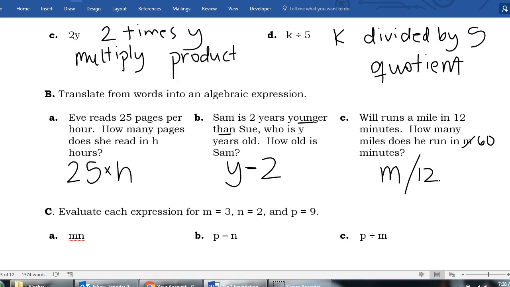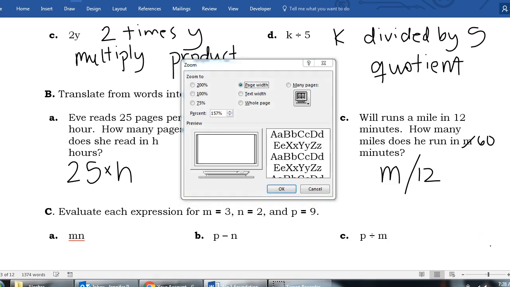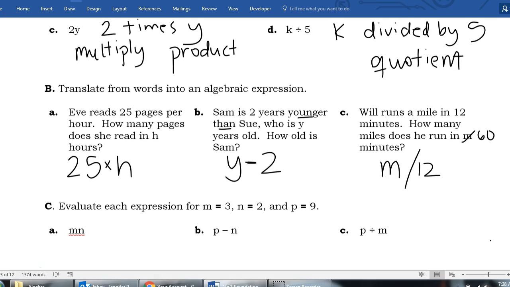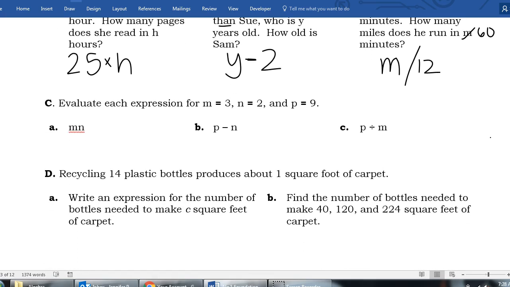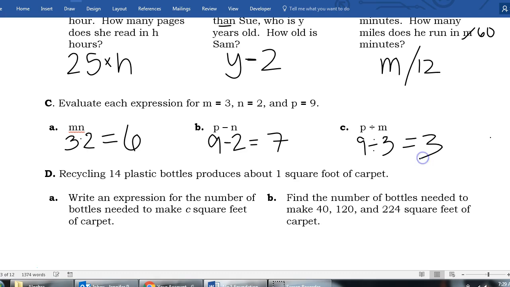Letter C says evaluate the expression for m equals 3, n equals 2, and p equals 9. So we're going to substitute the value of 3 into m and the value of 2 into n, but remember there's an implied multiplication when we have 2 variables or a variable next to a number. So we would multiply 3 times 2 is 6. P minus n, we're going to substitute 9 in for p, 2 in for n, and we have a subtraction there, so 9 minus 2 is 7. The last one we have p equals 9, m equals 3, and if we divide those, we get 3.